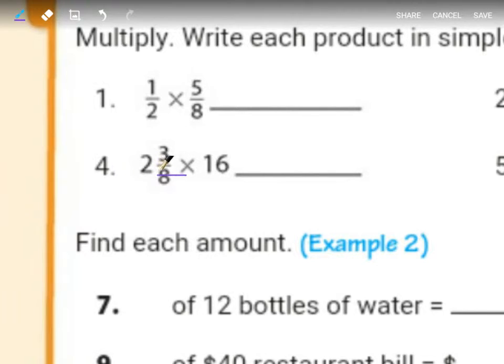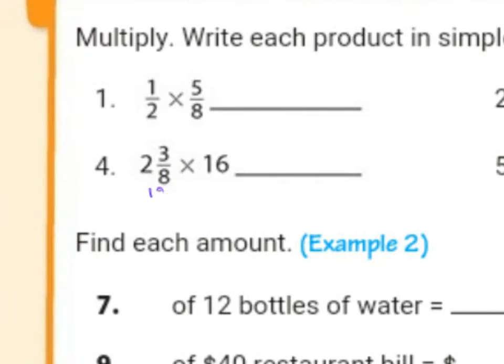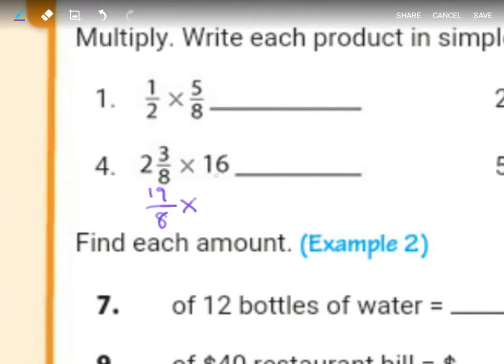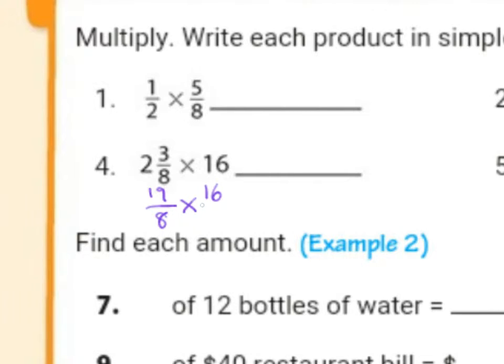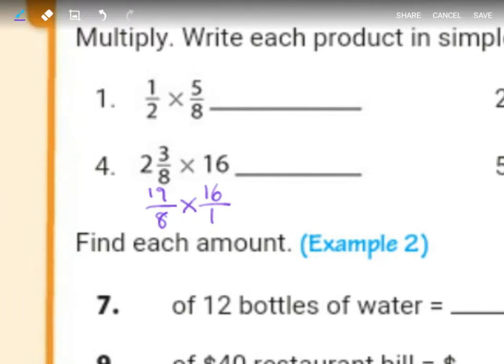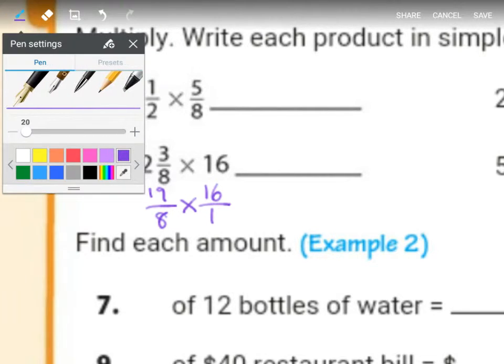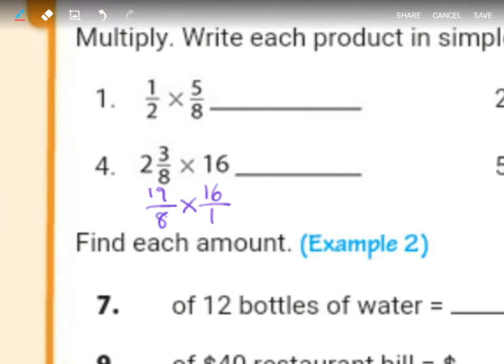So in order to do that, I've got to do 2 times 8, which is 16, and add my 3, gives me 19. And leave my denominator, 16. I can write any whole number as a fraction by writing it over 1. And that's all I got to do. So now my problem looks very much like the ones I had above. So I'm going to go ahead and work through this.